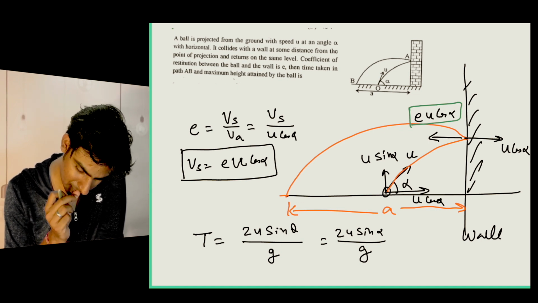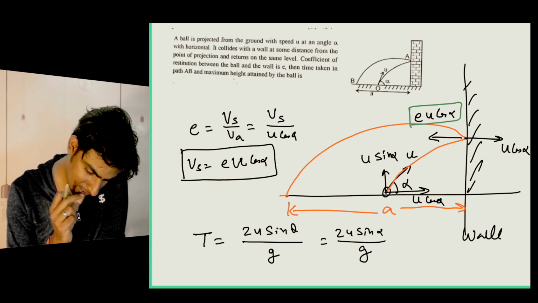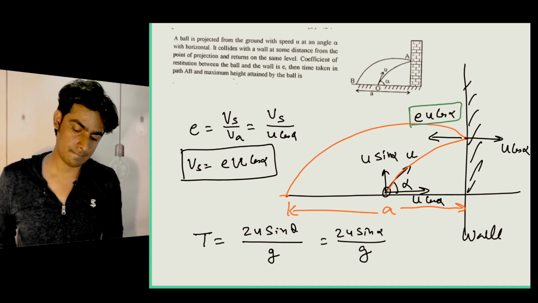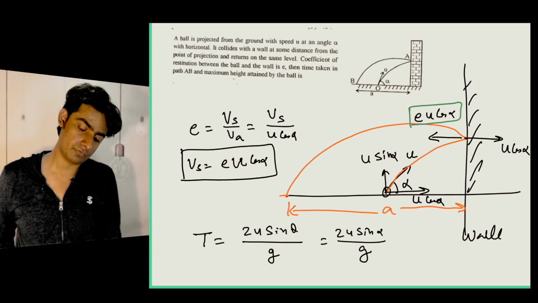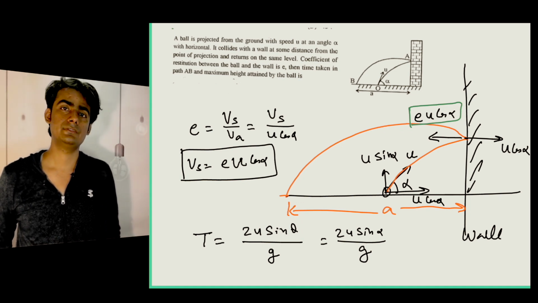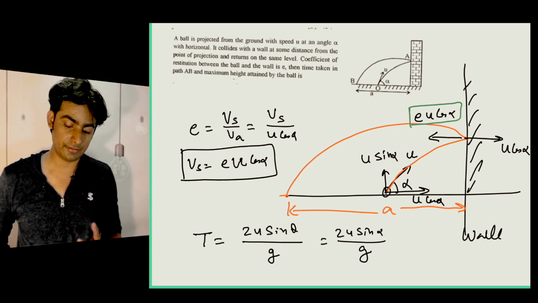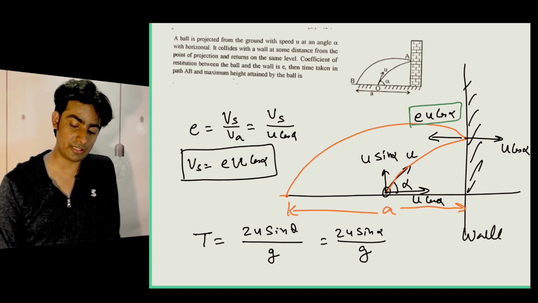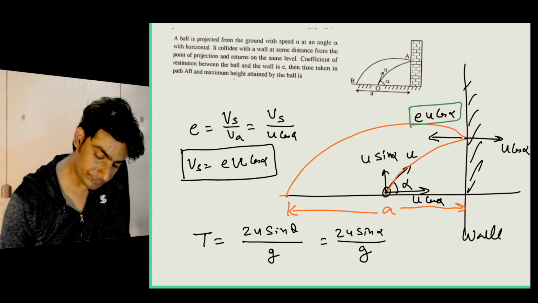Okay, so vertical velocity we got it. Vertical component is not changing. So time taken for path AB. Okay. So this is the time period, the entire time period from here to here. We have to calculate the time period for this path. So for this path, the time will be from here to here.